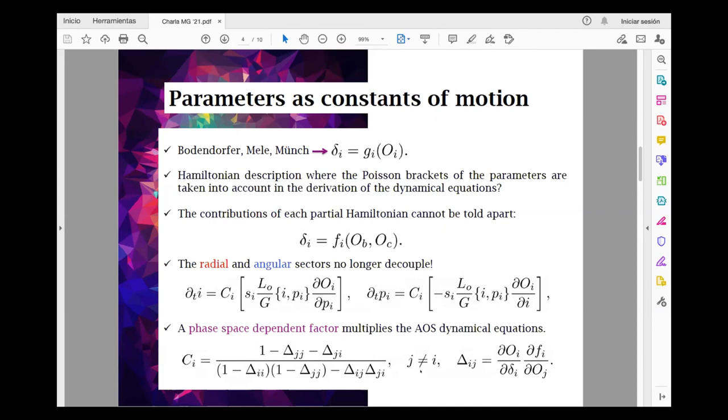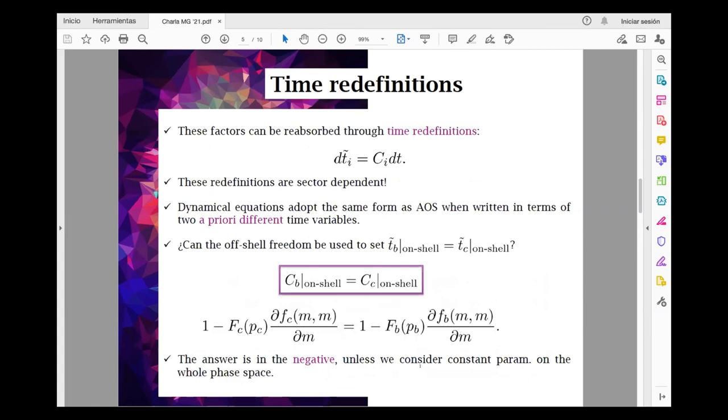So I've written on the bottom of the slide the expression of these coefficients in terms of delta, which is nothing but the derivative of each partial Hamiltonian with respect to its corresponding parameter, multiplied by the derivative of this parameter with respect to one of the partial Hamiltonians. Given how these factors enter the equations of motion, it's obvious that we can take them to the left-hand side and reabsorb them by redefining the time derivatives. So we can reinterpret the appearance of these factors as two a priori different local redefinitions of time. So two new time variables arise that we will call radial and angular times.